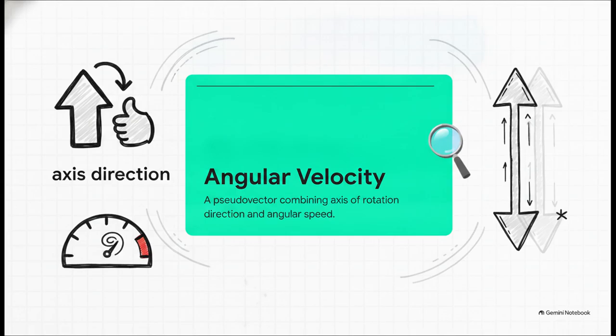So, to summarize our spin so far, the axis direction we just found using our thumb, combined with the angular speed we calculated earlier, those together make up our angular velocity. It behaves just like a standard vector, although, fun fact, mathematically speaking, it's actually classified as a pseudovector.